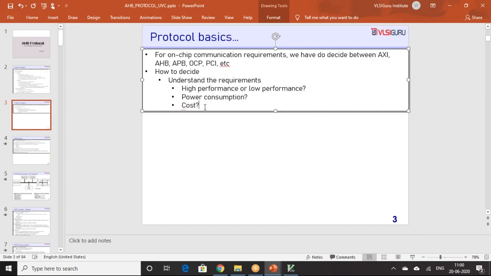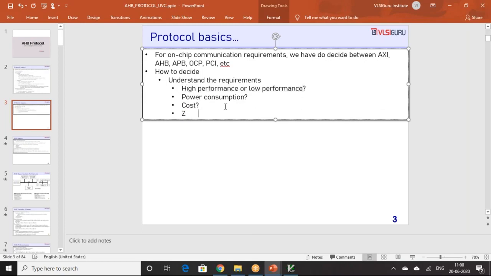You don't start with low cost. Your requirement will never start with the cost. Your requirement will always start with the performance. Based on that, you decide what you want to do for other things. For example, if I want very high performance, if you need to run high-end applications, then we need a high performance processor.